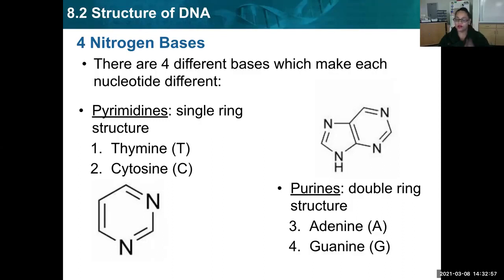And we'll see when we get into the base pairing rules in a minute that a pyrimidine always pairs with a purine. The 2 pyrimidines don't pair together, the 2 purines don't pair together. It's always a pyrimidine and a purine pairing up.